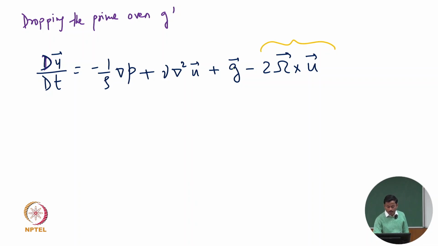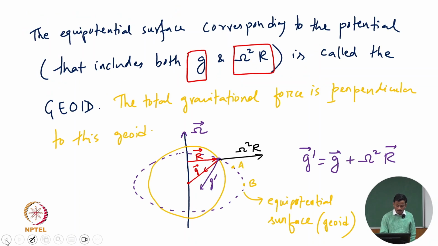This G is actually G prime. We have dropped the primes, as I said, and this is equal to G prime, which is defined earlier: G prime equals G plus omega squared r. This is the effective gravity.